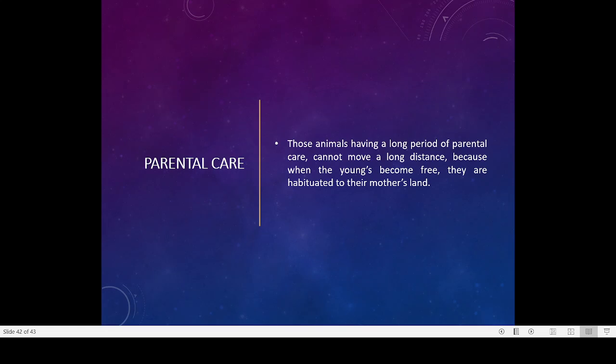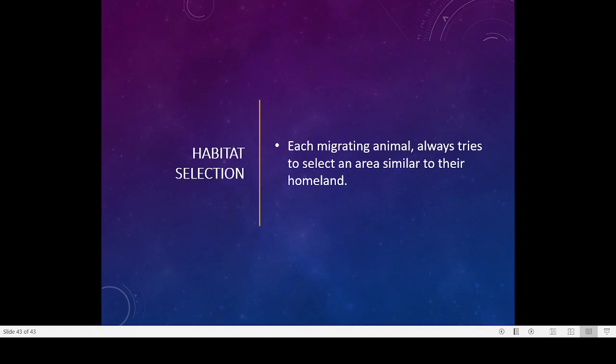safe being in their homeland. So that tendency of an extended or a long parental care is also preventing many animals from moving away from their homeland. So these are some good cases of why animals are not moving away from one place to another place.